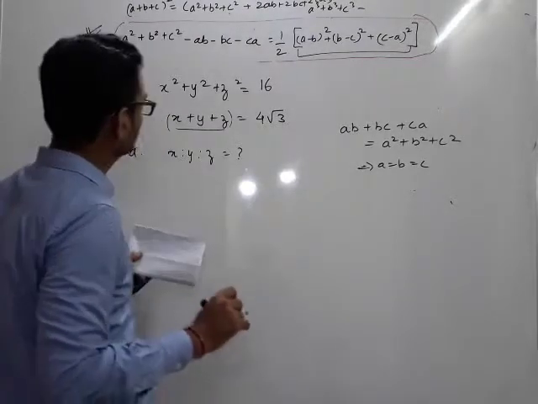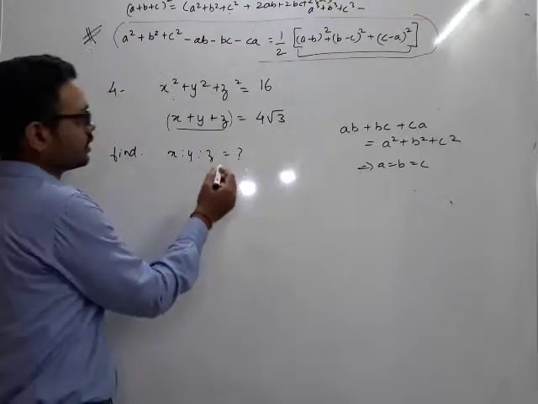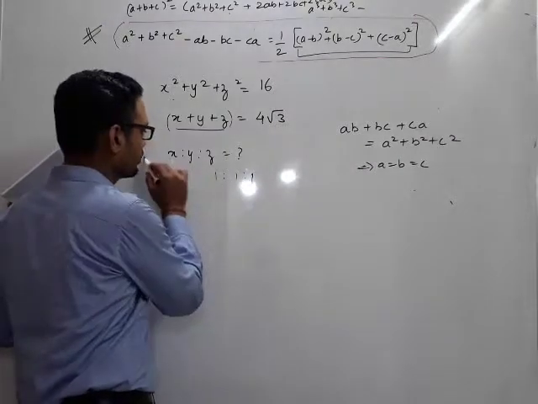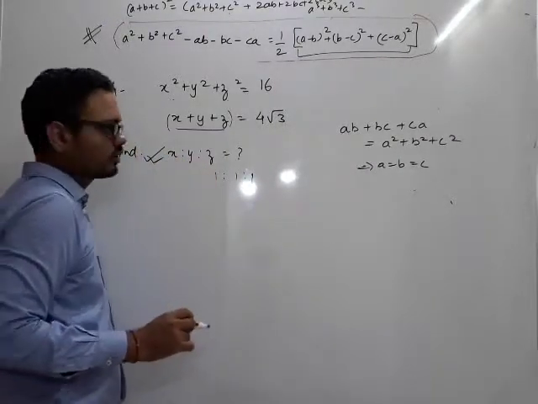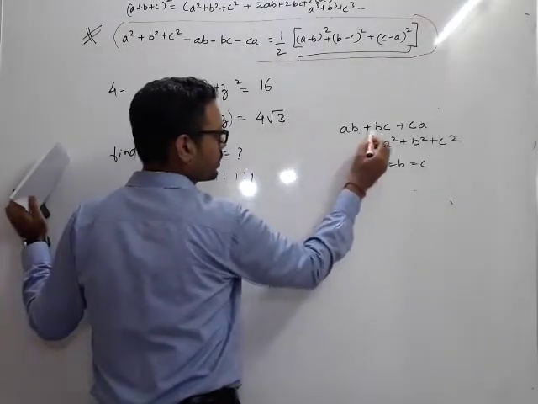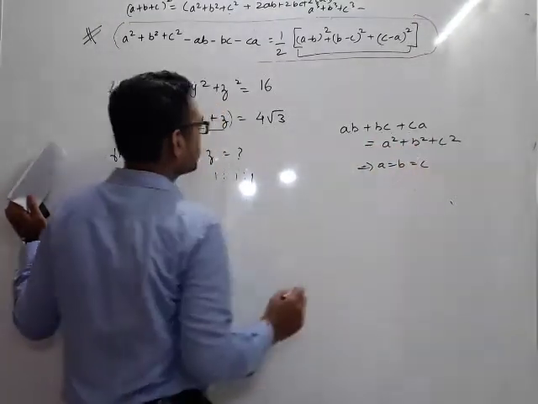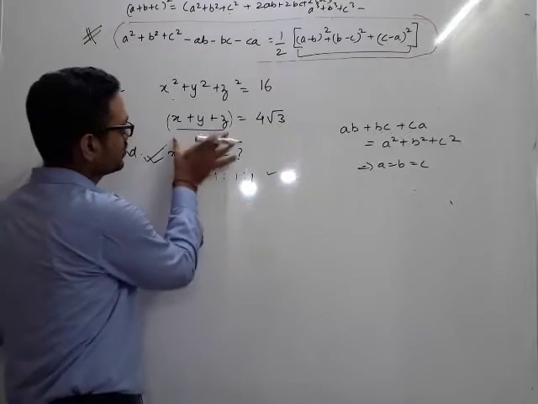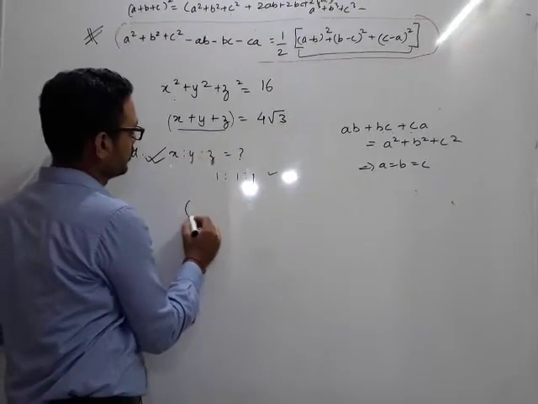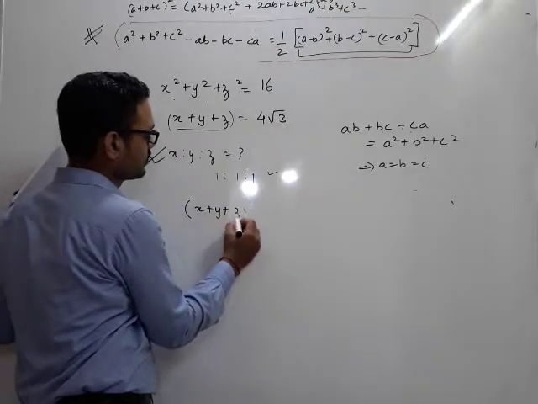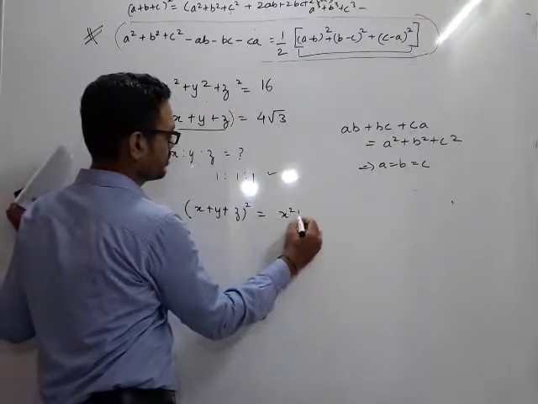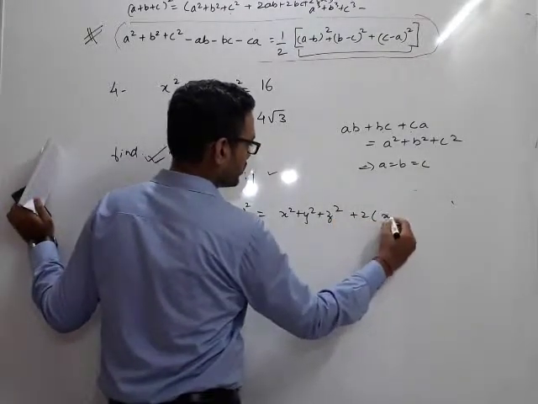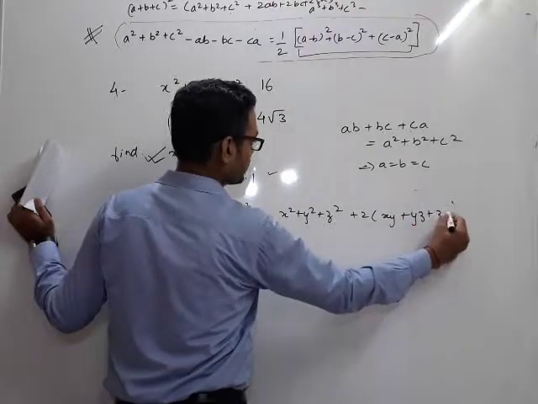We know that of this type, of course it has to be 1:1:1, because it has to come to x equals y equals z if xy plus yz plus zx is equal to a square plus b square plus c square. If this condition is satisfied, then directly this will be the answer. Let us see if this condition is satisfied. So we'll use the formula x plus y plus z whole square is equal to x square plus y square plus z square plus twice of xy plus yz plus zx.